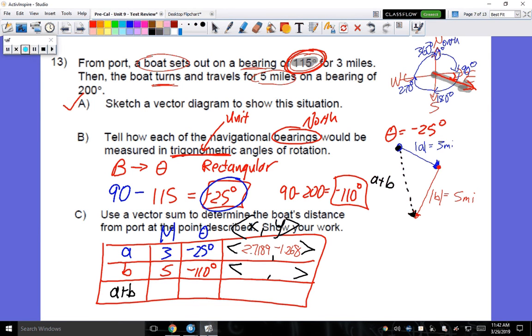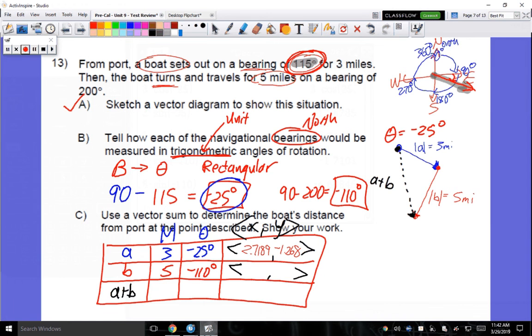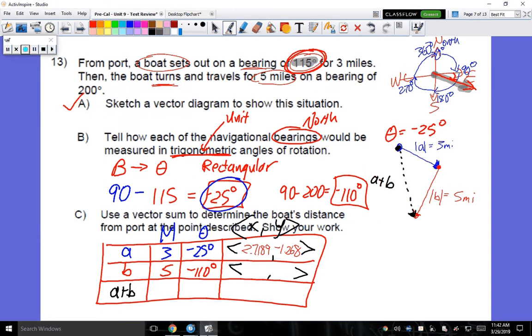Okay, so now let's do b. B is going to be 5 times the cosine of negative 110, and then 5 times the sine of negative 110. Let's see what the calculator gives us for those. We have a negative 1.710 and a negative 4.698. So let's write that here for our components: x is negative 1.710 and negative 4.698 for the y.